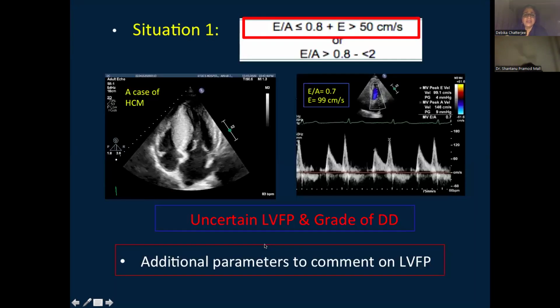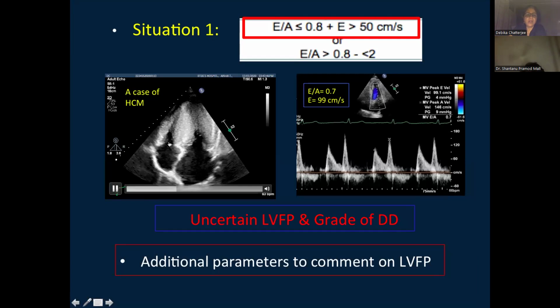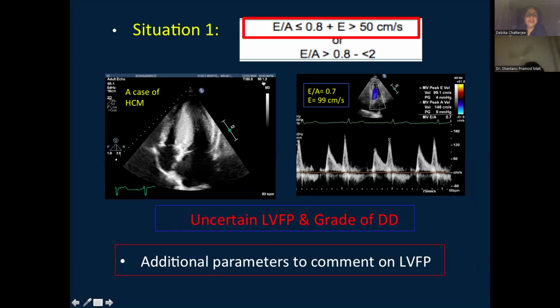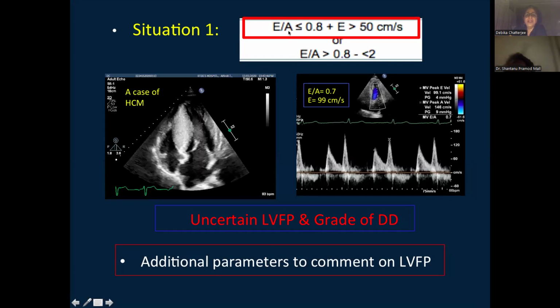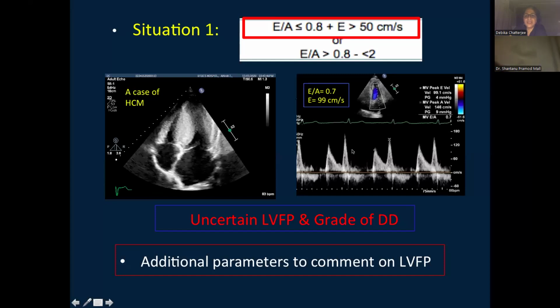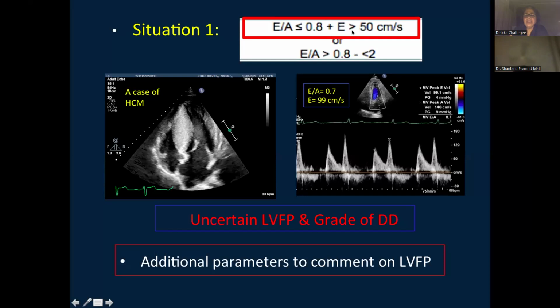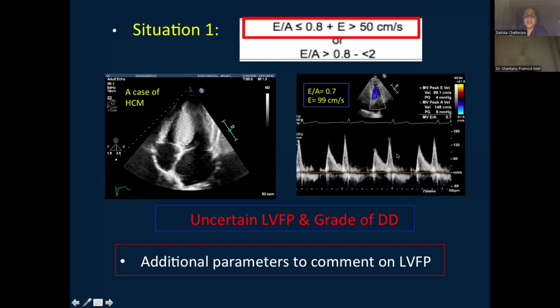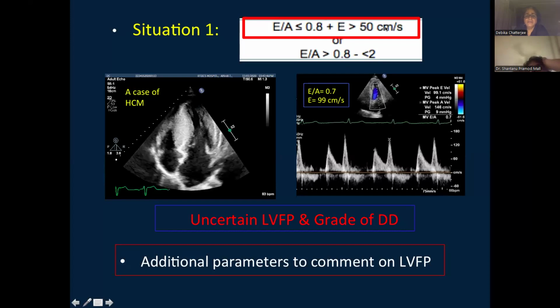Now let us see. This is a case of hypertrophic cardiomyopathy. As you can see, LV is very much hypertrophied. Whole septum is hypertrophied, LA enlarged. And you are getting an E/A ratio less than 0.8. Here it is 0.7. Plus E wave velocity, in this case, is 99 centimeter per second. And so it's full filling.